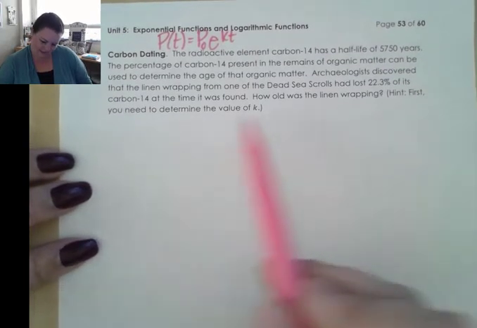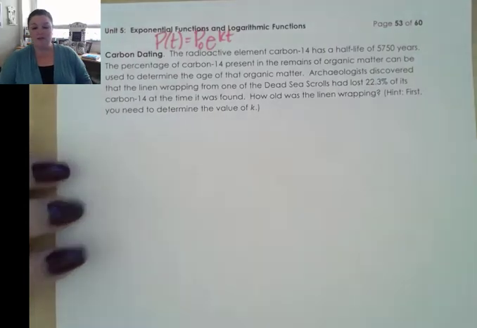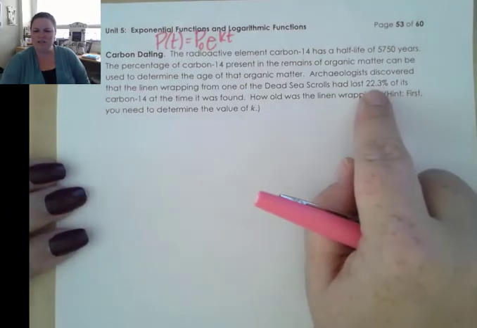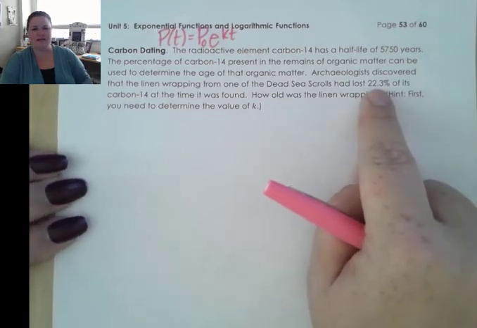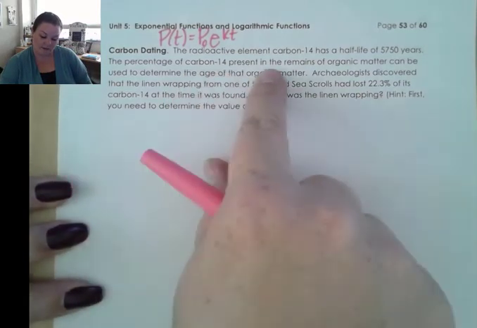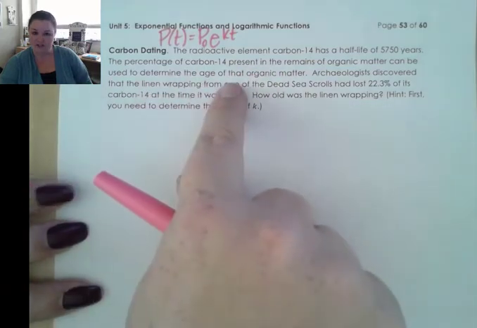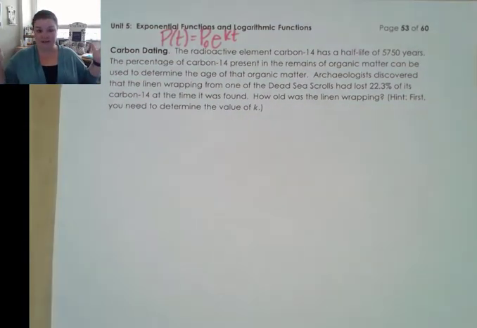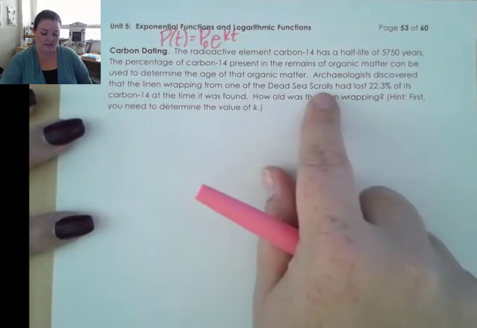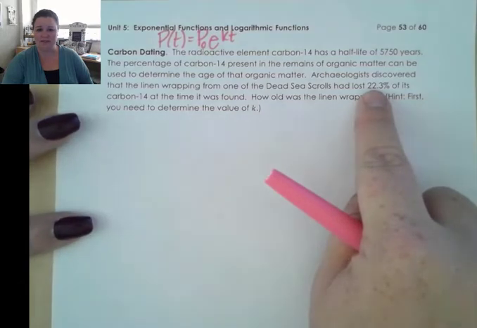Holy moly. It says, hint, first you need to determine the value of k. So notice it didn't give us a rate, a percentage rate. The only percentage it gave us was 22.3%. But that's not saying it was decaying at this rate. What it said is that we can find the amount of carbon to determine the age, right? So everybody starts with 100% of their carbon, right? Everything on Earth that we could test its carbon amount, right? It starts with 100%, and then as it decays, the percentage goes down. So what it's talking about, this wrapping from one of these scrolls, it had lost 22.3% of its carbon.